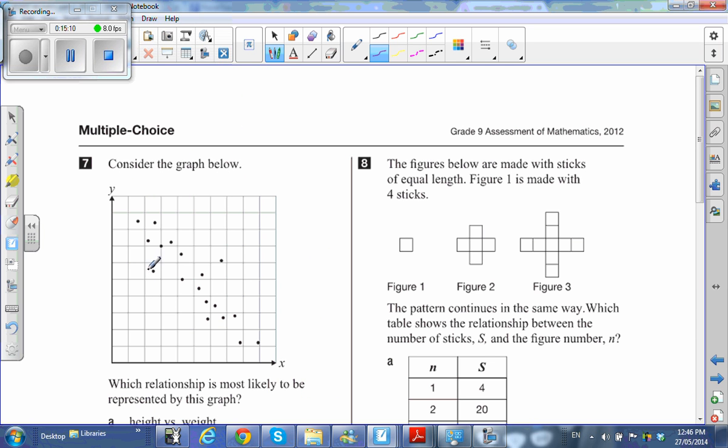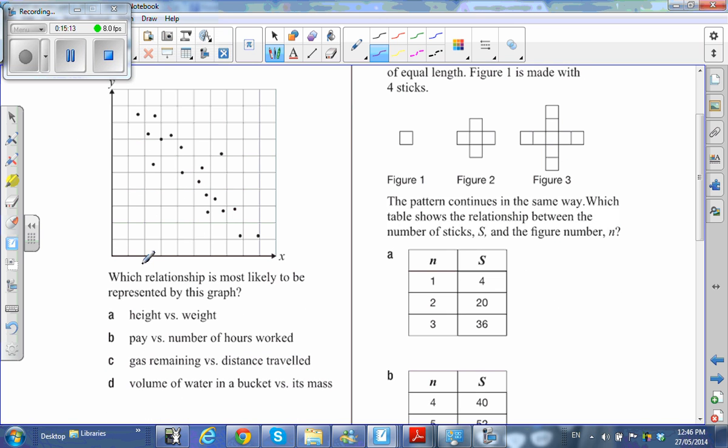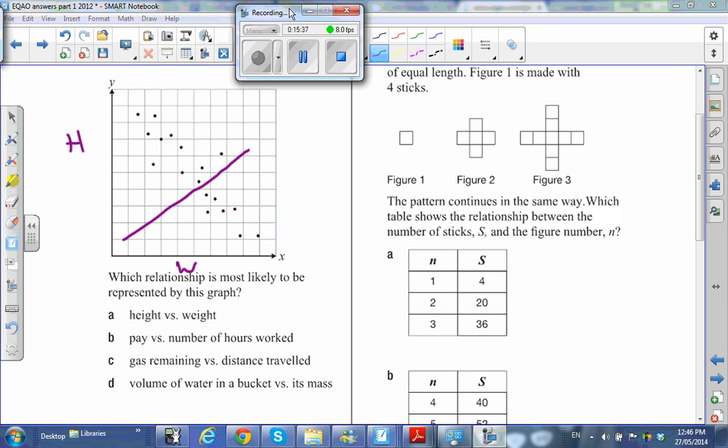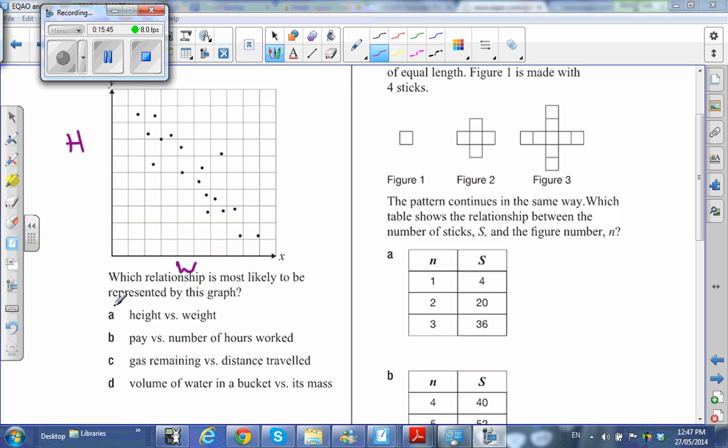Consider the graph below. Which relationship is most likely to be represented by this graph? So height and weight. Just think about it. If I put height here and weight here, so as the weight increases, would the height increase as well? Yes. If somebody's height is increasing, weight is also increasing. That would be more of a going up to the right. Okay, so that one I would scratch out here. So the first one is not right.